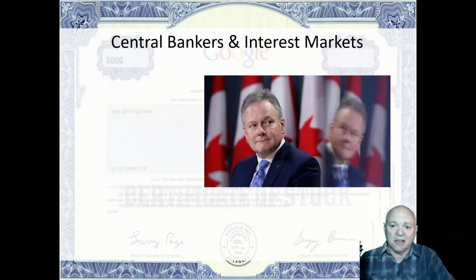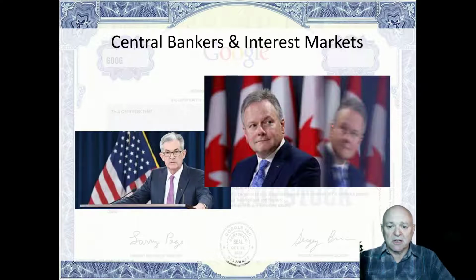Essentially, central bankers like Canada's Stephen Poloz or in the United States, Jerome Powell, central bankers operate independently, typically, or we could say ideally, of politics. They're appointed to very long terms. Typically, their terms are not revocable by the politicians in power.